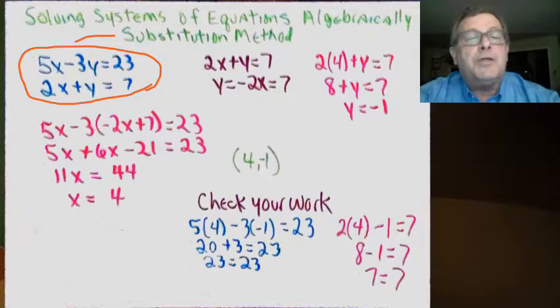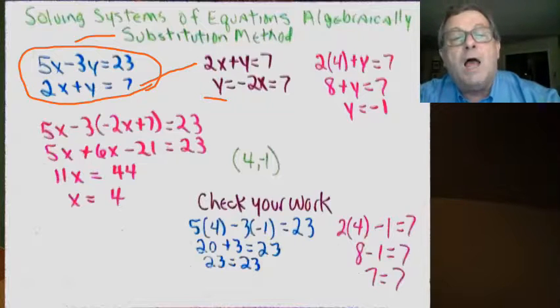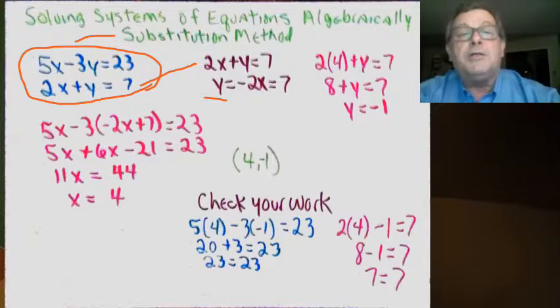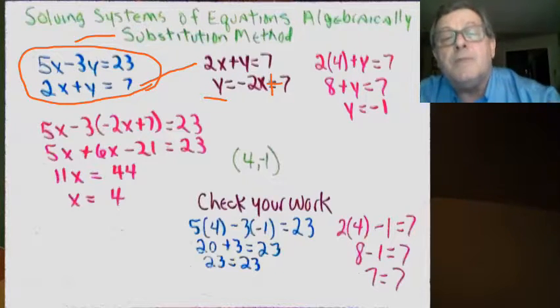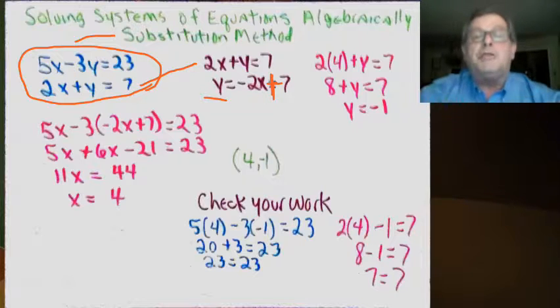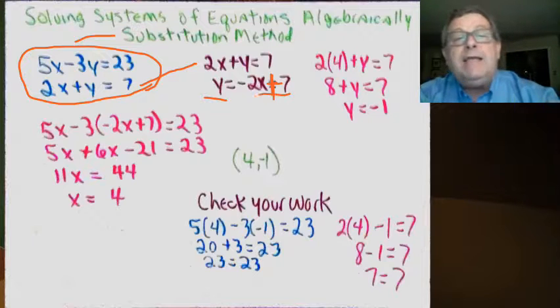Now I'm looking at this equation right here, 2x plus y equals 7. That's the one that I am choosing to start with, and I want to isolate this y. You can see here how I did this. I got 2x plus y equals 7. I moved the 2x over so I can isolate the y. And so now I've got y equals minus 2x plus 7. That should be plus 7, not equals 7.